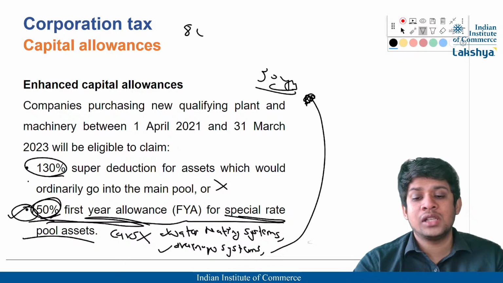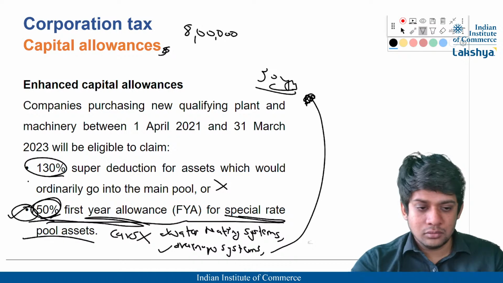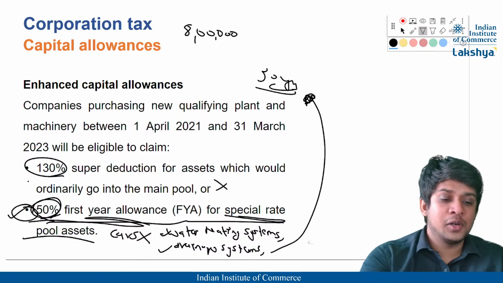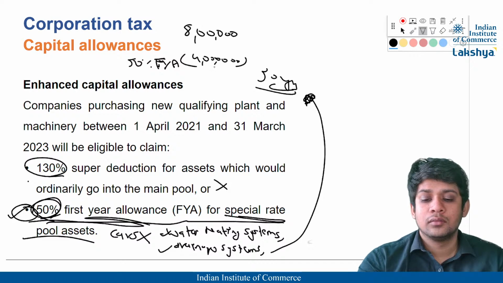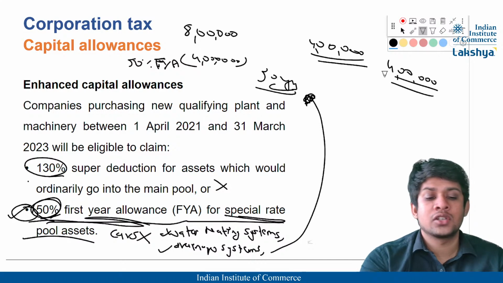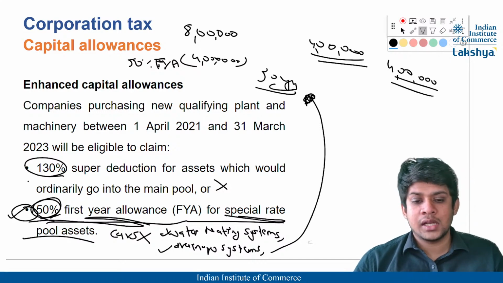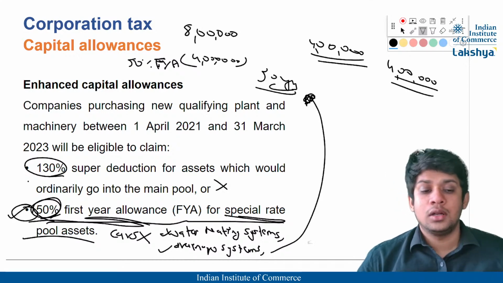So they get a 50% first year allowance. That means if their total value is 8 lakh, they will get 50% first year allowance of 4 lakh. Okay. And the remainder 4 lakh will go to their special rate pool. And the allowance will be 4 lakh in the allowance section. Okay. Always remember this. So the first year allowance that they will get is nothing but 4 lakh.